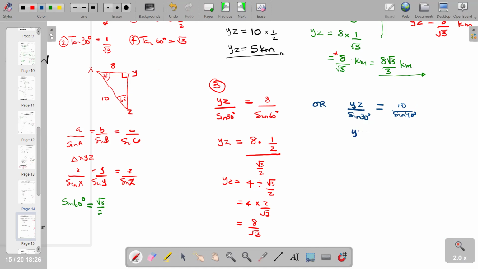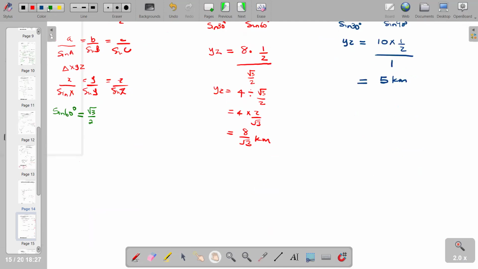Then it means YZ is equal to 10 times sine 30, but sine 30 is half, or 1 over 2. So this is going to give us 5 kilometers. Take note here, kilometers. Lastly, it was still possible that you can use the cosine rule.